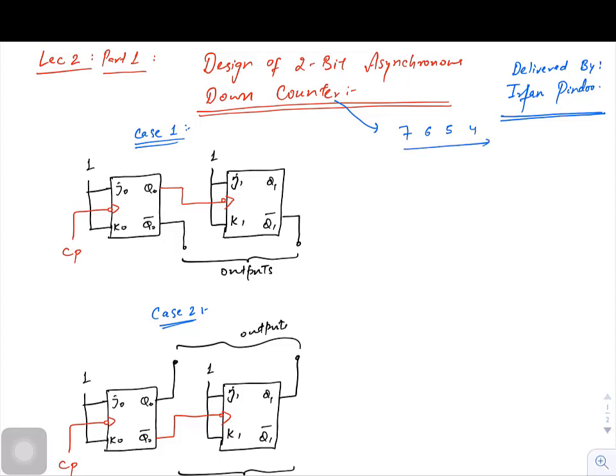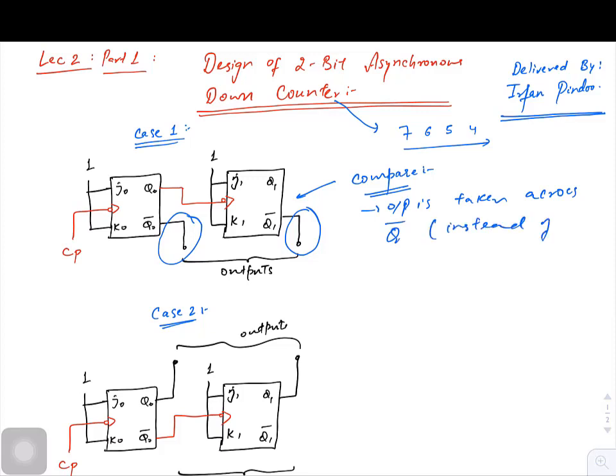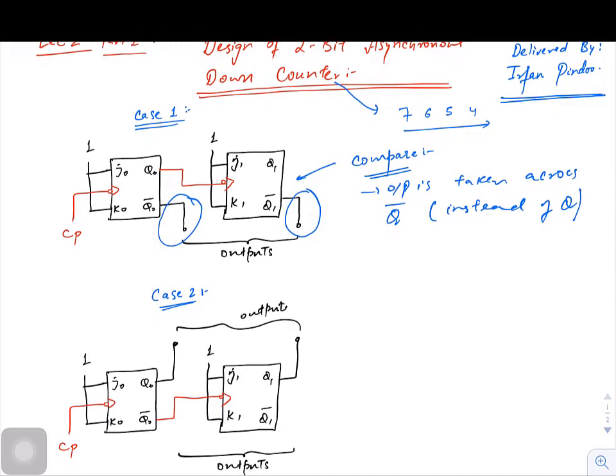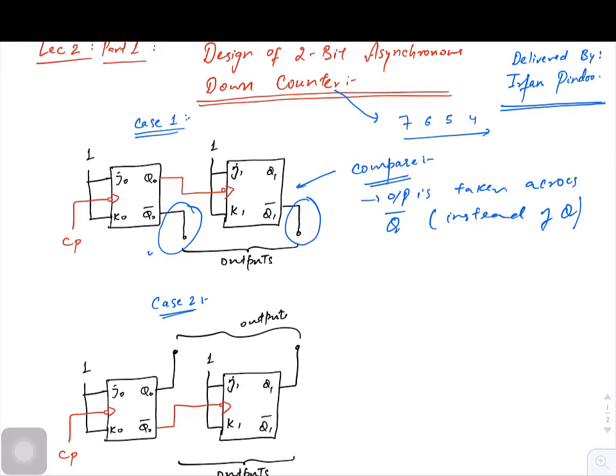the of the counter. So if you look at case number 1, there are two ways by which you can create a down counter. If we compare this diagram with that of up counter, what are the changes you are observing? The change is the output is taken across Q bar instead of Q. So if you compare this diagram with that of 2-bit up counter, the difference is this one only.